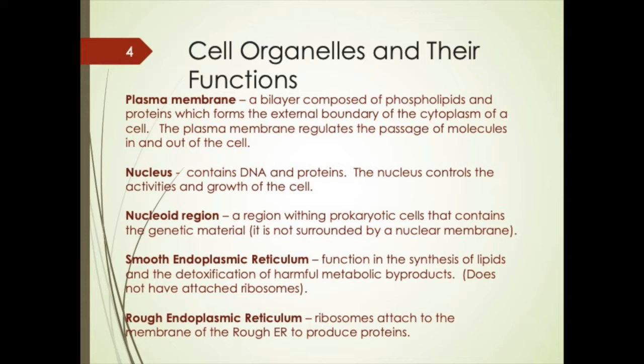So, cell organelles and their functions, these are things that you should be able to recognize. Plasma membrane, this is a bilayer of phospholipids that surrounds the cell and regulates the passage in and out of the cell. The nucleus contains the DNA and proteins, and controls the activity and growth of the cell. The nucleoid region is the region of prokaryotes that contains the genetic material.